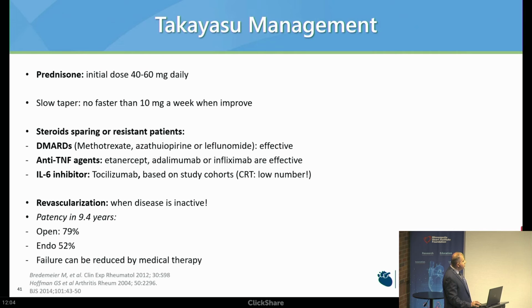So for patients that require surgical revascularization, open versus endo, looking at the case series, patency at almost 10 years is up to 80% for open and 52% for endo. This paper is a little bit older, and now there's more data to support also the consideration of endo treatment.